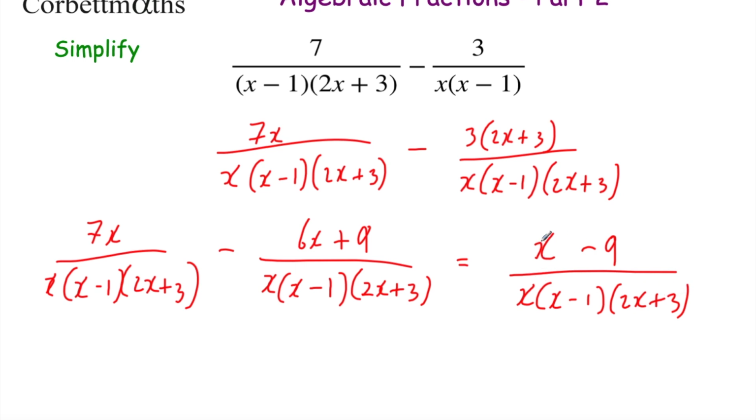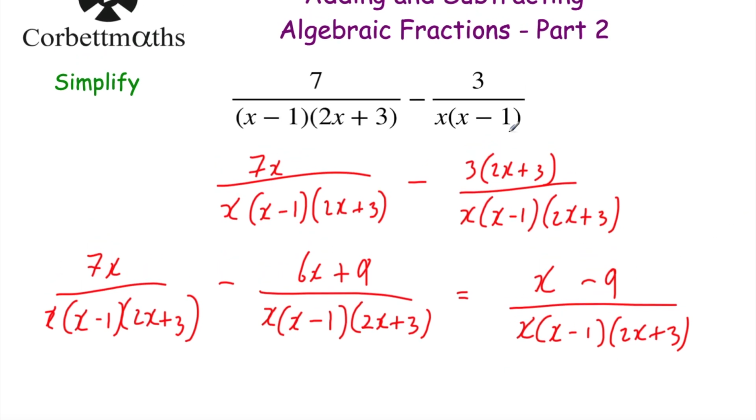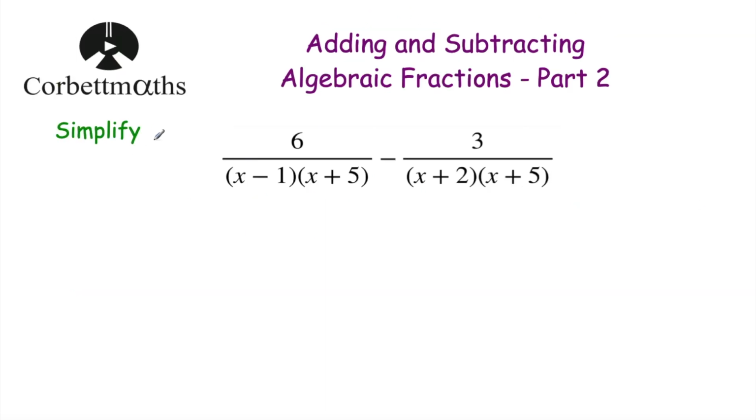Now let's just check. The numerator can't be factorised, so that means we can't cancel anything down. And that's it. So that's our answer. So if we were asked to simplify 7 over x minus 1 bracket 2x plus 3, subtract 3 over x bracket x minus 1, the answer would be x minus 9 over x bracket x minus 1 bracket 2x plus 3. And that's it. Okay, let's have a look at our next question.